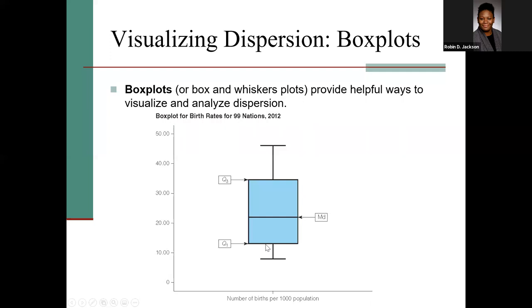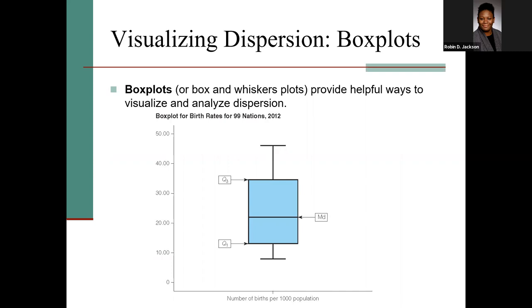So what we're looking at now is box plots. To this point, we've looked at numerical methods to analyze dispersion. However, box plots and whisker plots allow researchers to visualize dispersion. A box plot is basically a graphical technique that is based on 5 descriptive measures: the smallest observation, the first quartile, the median, the third quartile, and the largest observation. The box plot provides a helpful way to visualize and analyze dispersion.